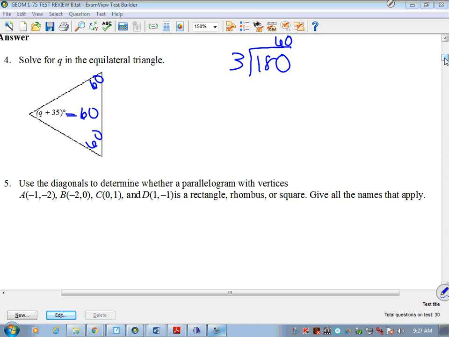So if I want to solve for Q, what do I need to do? Subtract 35 from 60. So Q equals what? 25 degrees. Okay? Easy? I hope so.